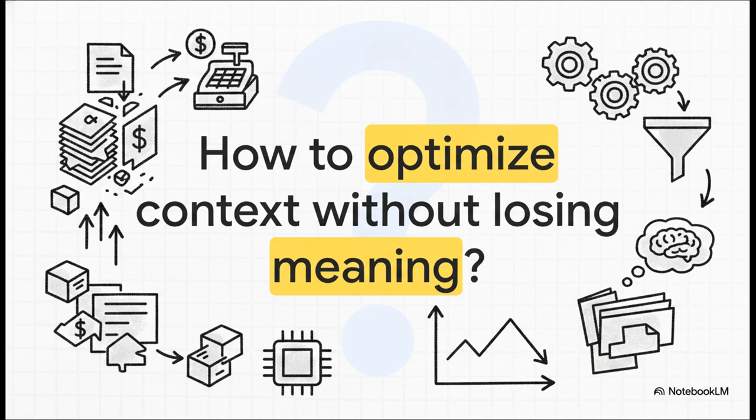We end up stuffing our prompts with huge chat histories, retrieved documents, and system instructions, and before we know it, we're hitting context limits and completely inflating our costs. But how do you actually optimize that context without losing the core meaning your LLM needs to function?